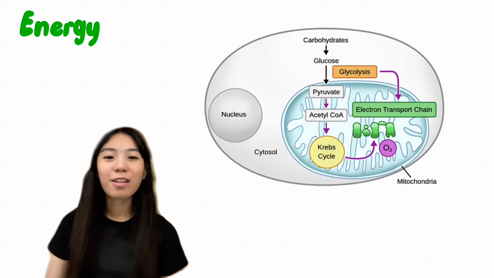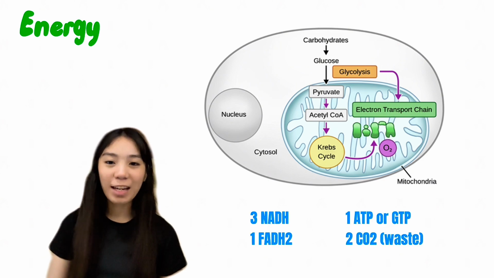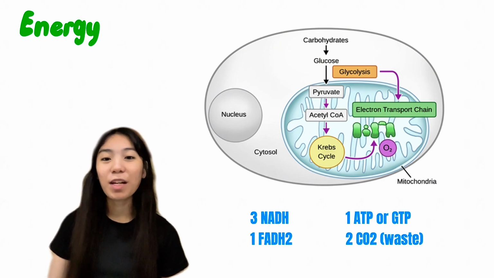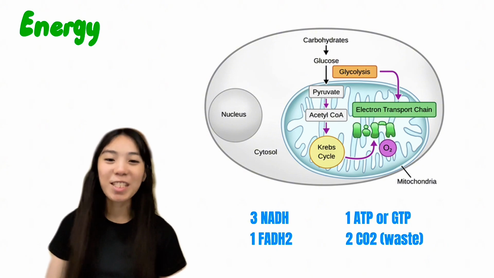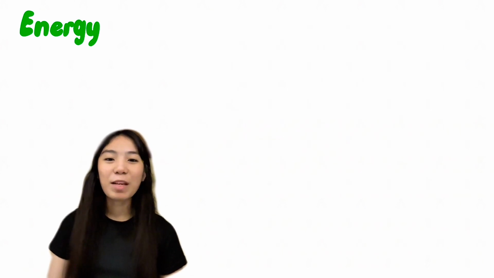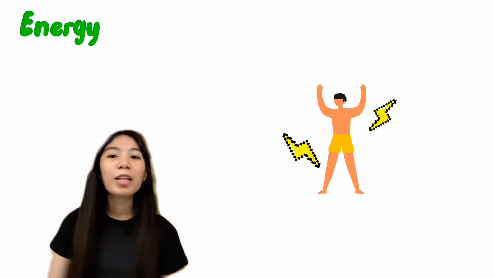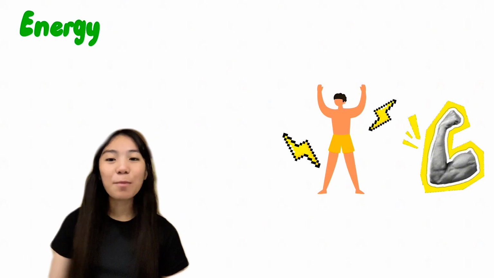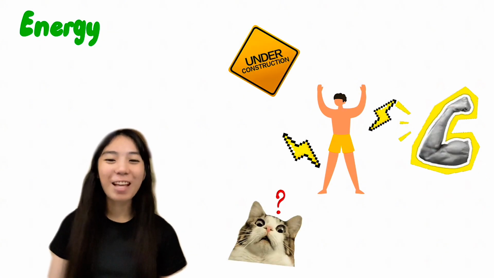The acetyl-CoA then undergoes Krebs cycle where it produces 3 NADH, 1 FADH, 1 ATP or GTP depending on the cell, and 2 carbon dioxides as waste. This then undergoes the electron transport chain, producing ATP. This ATP is then used all throughout the body. It powers everything, from muscle movement to thinking and even cell repair.